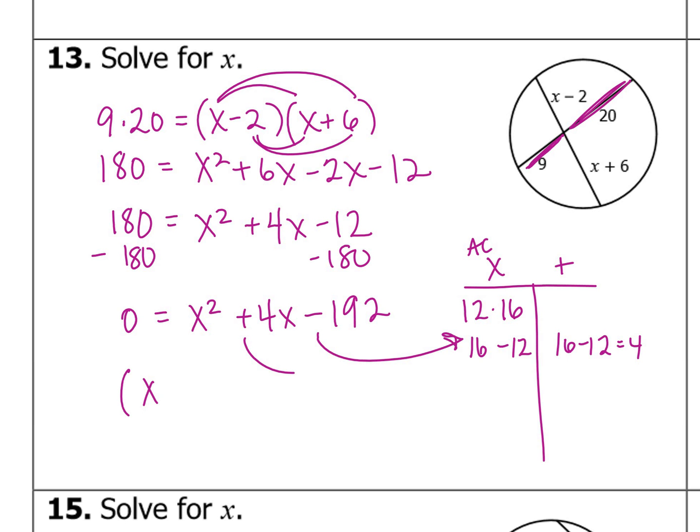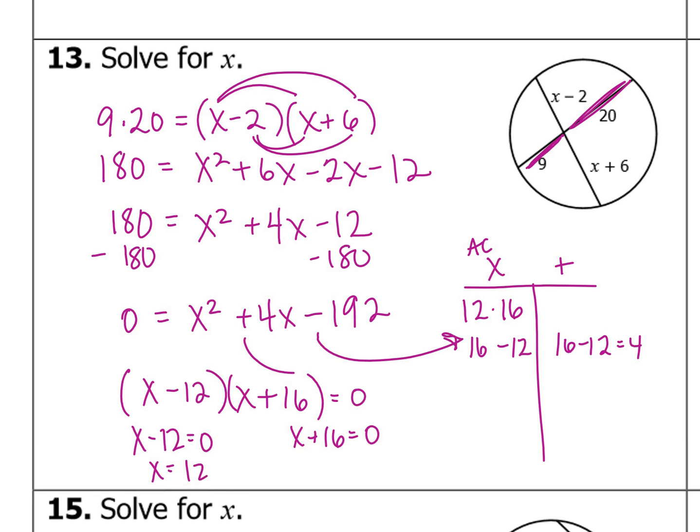x minus 12 times x plus 16, and that all equals 0. So one solution is x minus 12 equals 0, x plus 16 equals 0. Add 12 to both sides, x equals 12, or x equals negative 16.